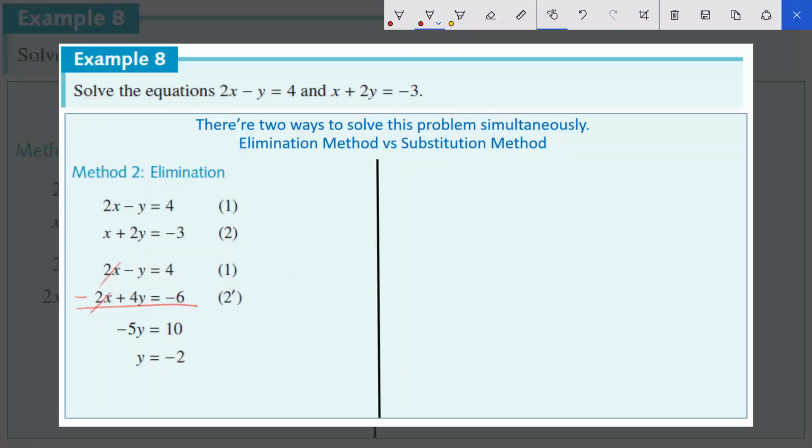You got negative y minus 4y gives you negative 5y. So negative 1 take away 4 is negative 5. Then 4 take away a negative 6. Two negatives become a positive, so 4 plus 6 is 10. Yeah? So then you get negative 5y equals 10, and then y equals negative 2. Exactly the same as what we had before.